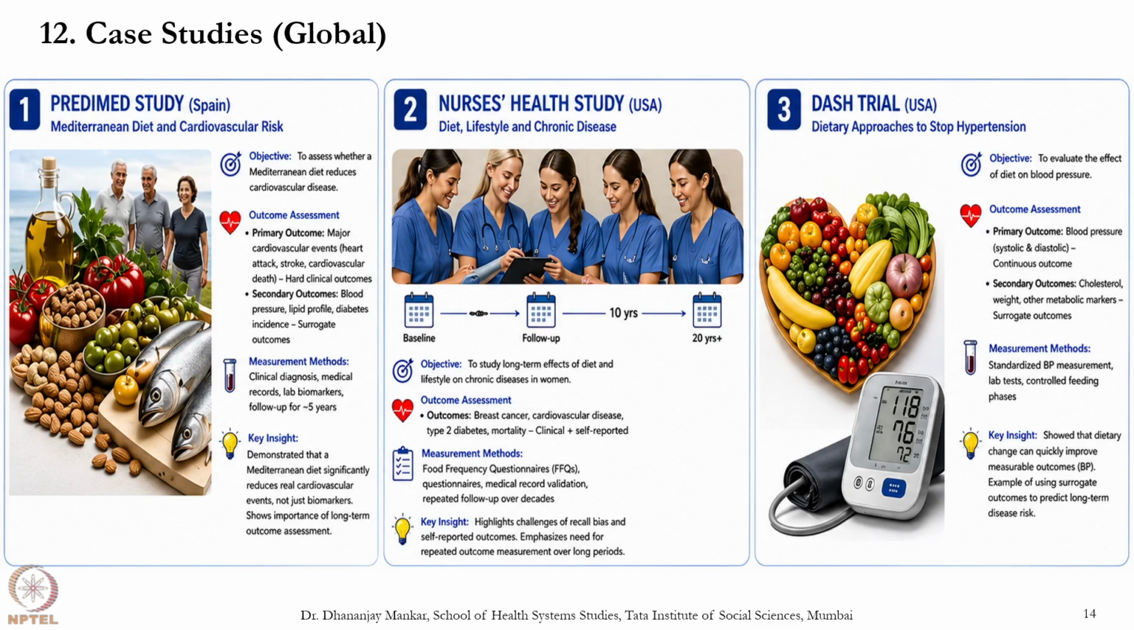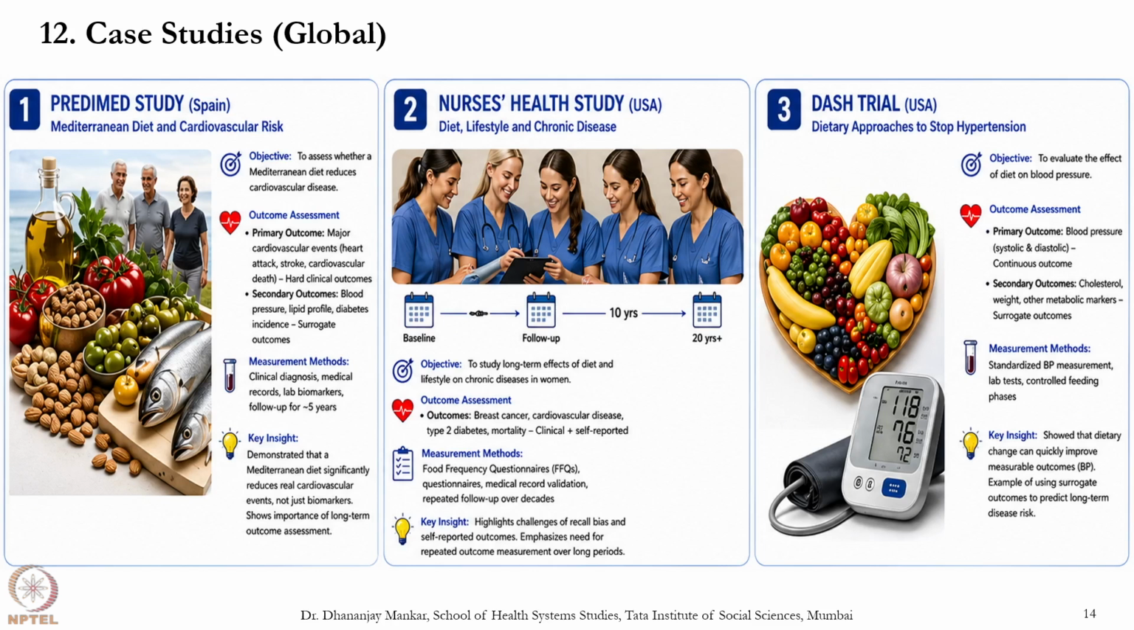Then comes the DASH diet of the USA, dietary approaches to stop hypertension. This study was done to evaluate the effects of diet on blood pressure, and the primary outcome was blood pressure, systolic and diastolic, a continuous outcome. Secondary outcomes were cholesterol, weight and metabolic markers, which are surrogate outcomes. Measurement methods were standardized blood pressure measurement, lab tests and controlled feeding phases. The key insight shown is that dietary change can quickly improve measurable outcomes. So diet has a correlation with blood pressure.